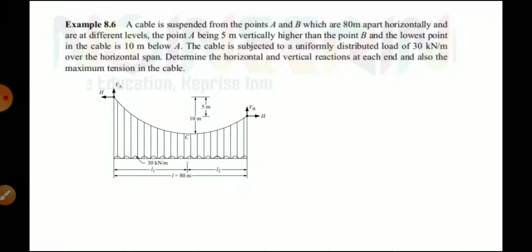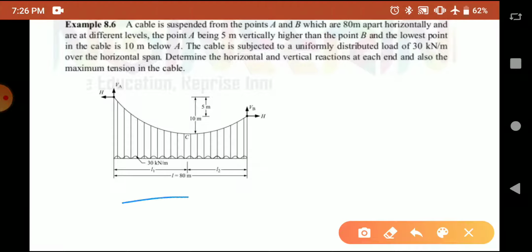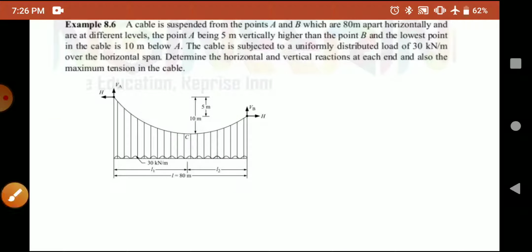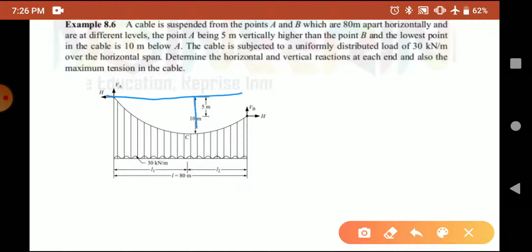So what is given? You have two supports A and B, and it is mentioned that they are 80 meters apart horizontally. That is, the horizontal distance between point A and point B is 80 meters. Or we can mark this length as 80 meters. Now, the point A being 5 meters vertically above point B. So if you have point B here, point A is 5 meters above point B. And the lowest point in the cable is 10 meters below point A. So with respect to point A, point C is 10 meters below point A.